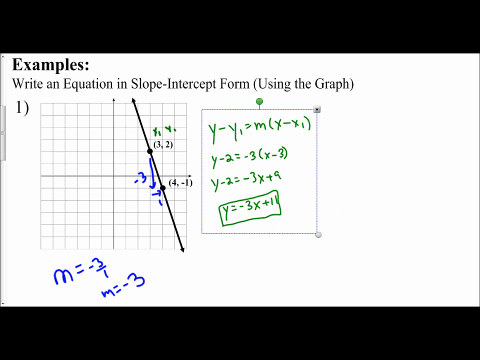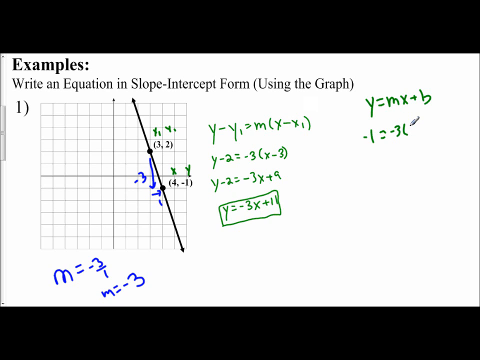Now let's examine method 2, which says let's start in slope-intercept form. I'm going to use the other point just to show it'll give you the same answer. Here x is 4 and y is negative 1. So I plug it in: negative 1 for y. My slope is negative 3. My x is 4.